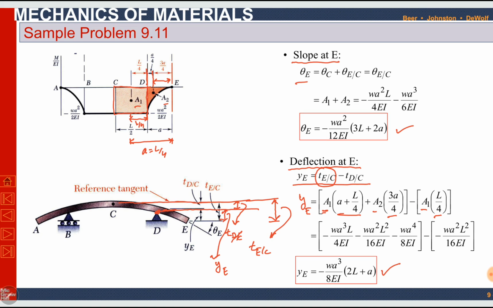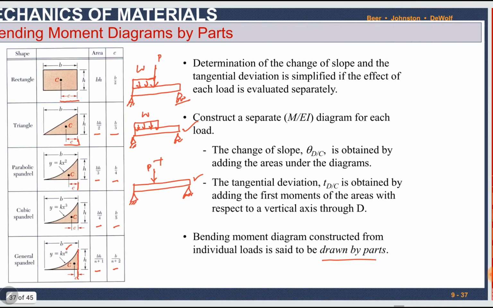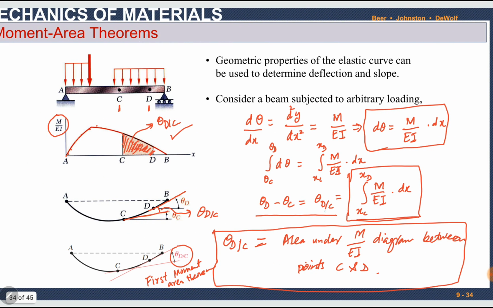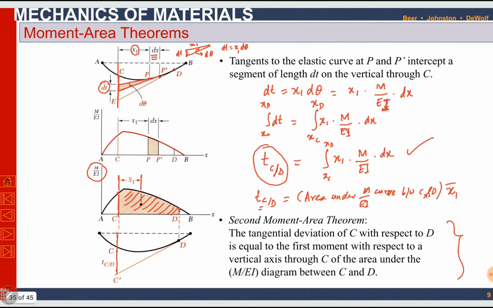So this is a simple method to calculate deflection and slope using the moment area theorem. Slope is calculated using the first moment area theorem and deflection is calculated using the second moment area theorem. Both the theorems are here. First moment area theorem: change in slope between 2 points is simply the area under the M over EI diagram. Second moment area theorem: tangential deviation of one point with respect to the other, C with respect to D, is the area under the M over EI curve between C and D into the distance of the area centroid from C, this first point, not from the reference point.